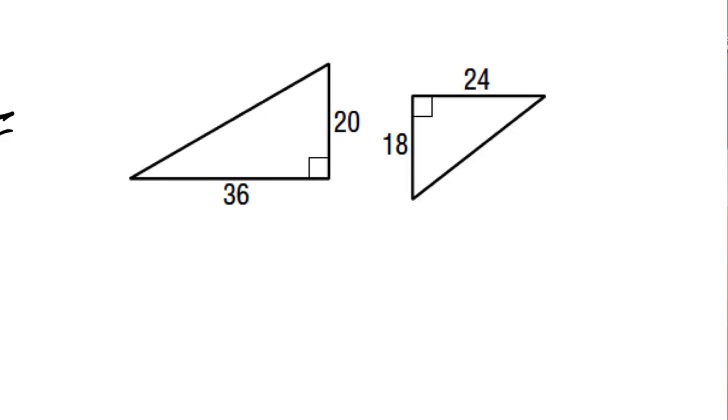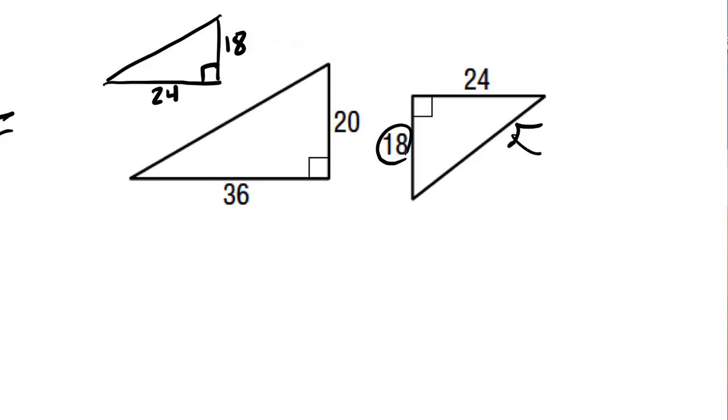Sometimes it's helpful to reorient the triangles so they look similar. So I'm going to reorient the second one. Put it up here. The 18 is going to match with the smaller of the two. 24 is going to be over there. That's a little easier to see now which sides are corresponding sides, like that.